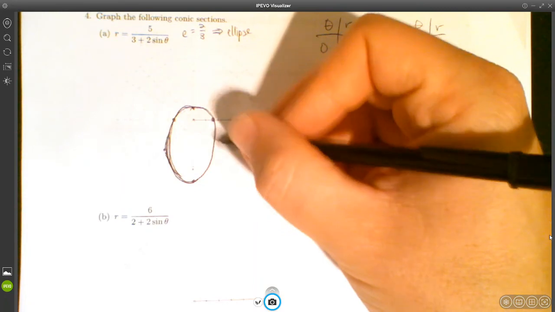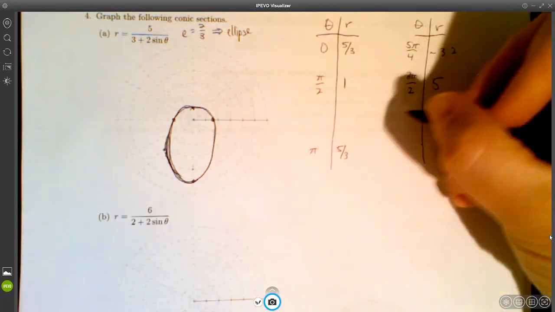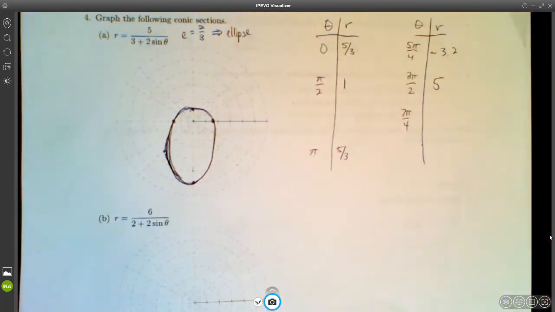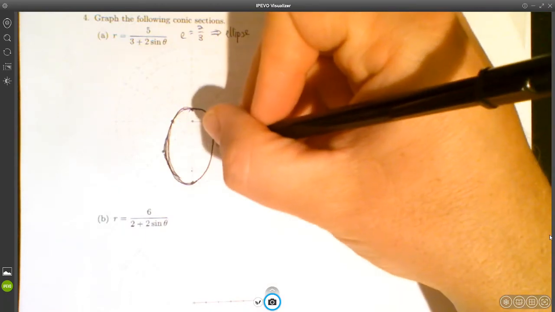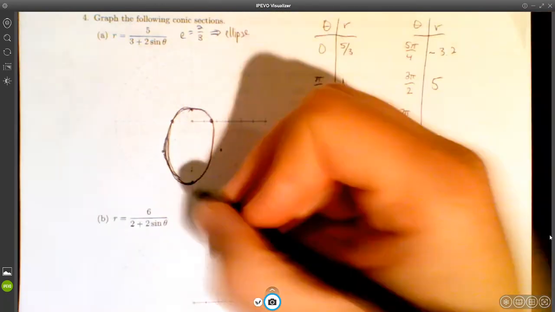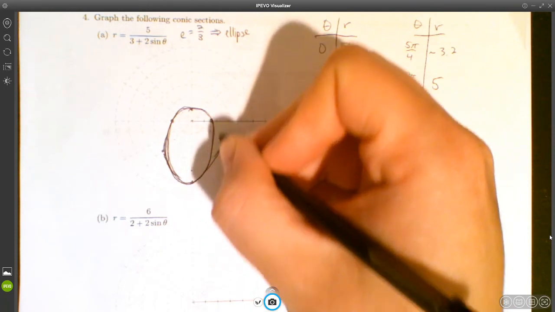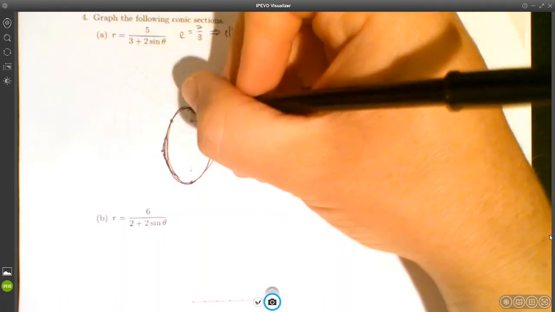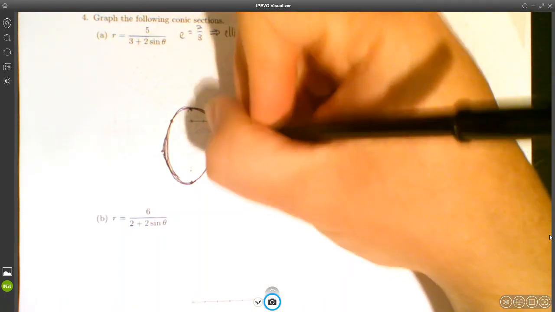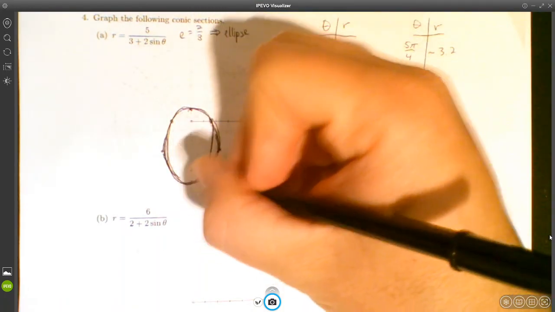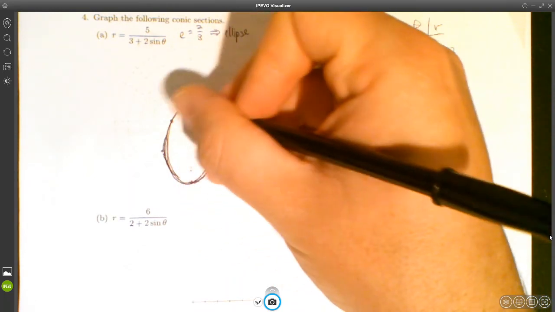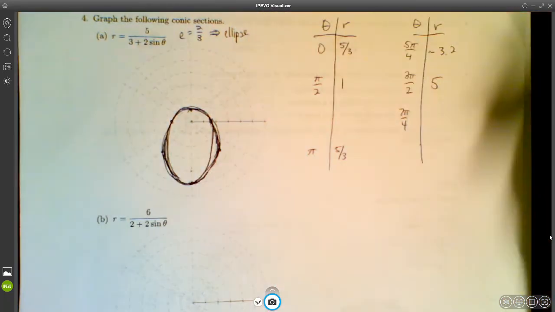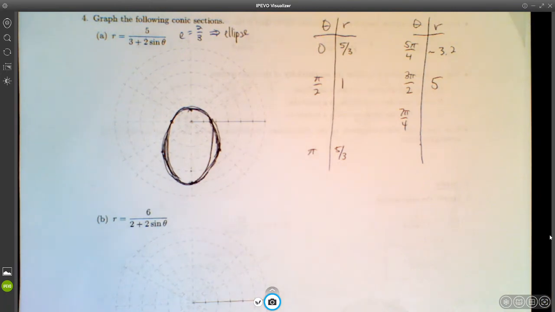I guess we could say, what's happening over here at 7 pi over 4? It should be the same value. Yeah, about 3.2. So 1, 2, 3.2. So again, I made it a little too skinny. The ellipse should look something more like this. Okay, but that's the idea. So it looks something like that.